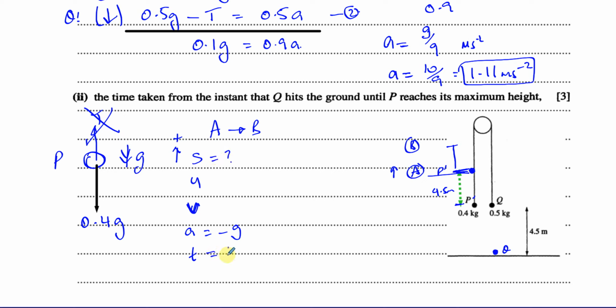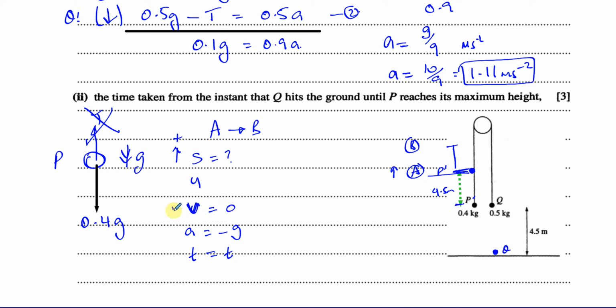T we have to find. Okay, v is going to be 0 because of course it's going to rise and come to instantaneous rest. It reaches its maximum height when it comes to rest before it falls down again. It's going to rise, and then the only force acting is gravity, and it will stop. It won't continue. Then it will fall down again. So we can say that v is 0.